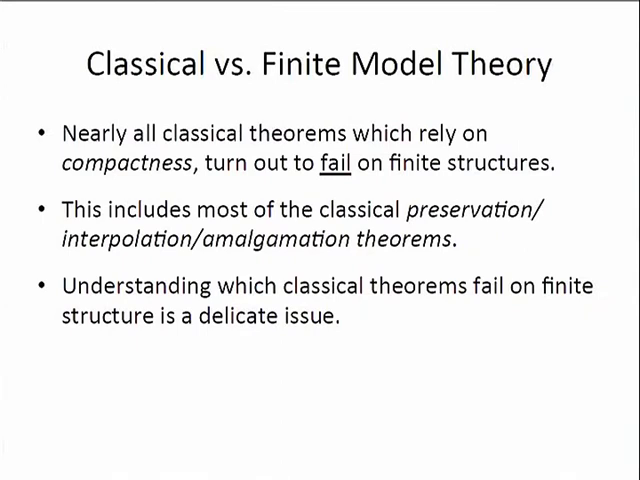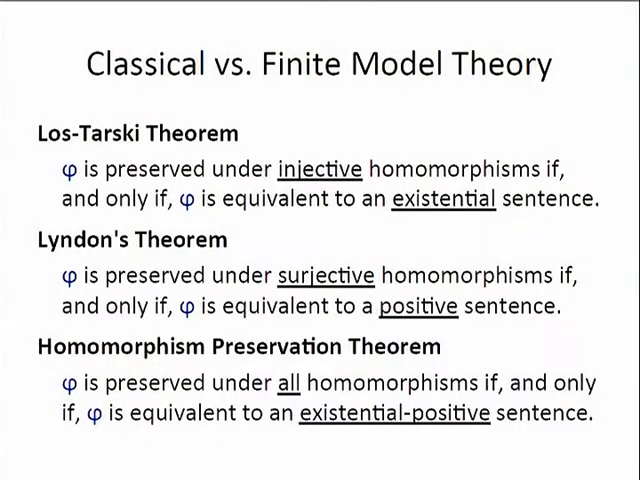And maybe not surprisingly, nearly all of the classical theorems which rely on the compactness principle turn out to fail on finite structures. This includes a large class of classical preservation, interpolation, and amalgamation theorems. But understanding exactly which classical theorems fail on finite structures and which hold turns out to be quite a delicate matter. So I'll give a quick example of this.